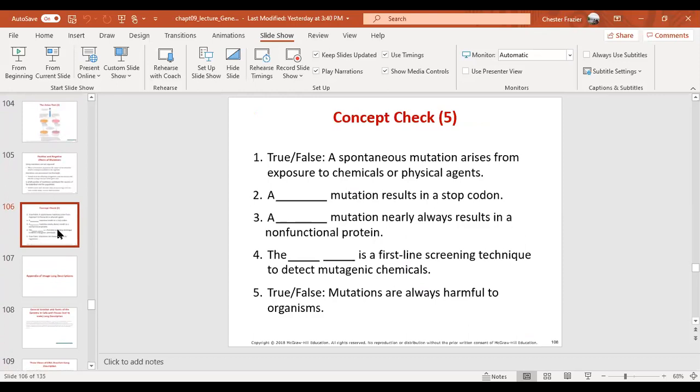So the Ames test is a first-line chemical screening technique. Oh, sorry, I answered the question. To detect mutagenic chemicals. True or false? Mutations are always harmful to organisms. Do you think all mutations are harmful? No, some help with survival. Yes, so some mutations could be beneficial.